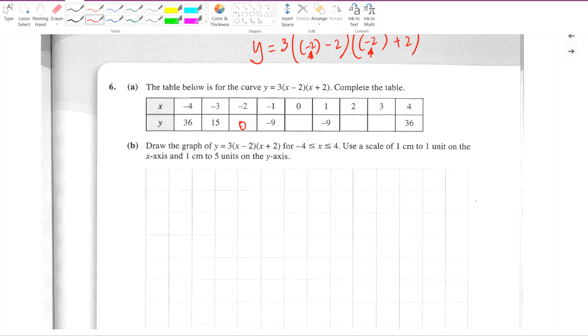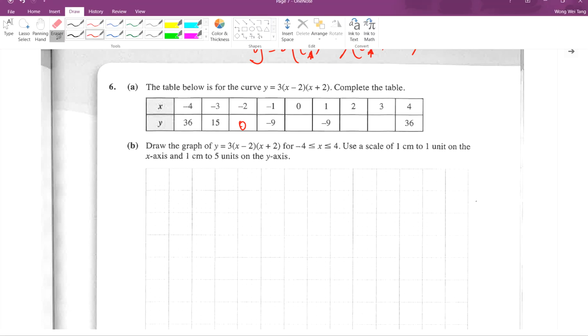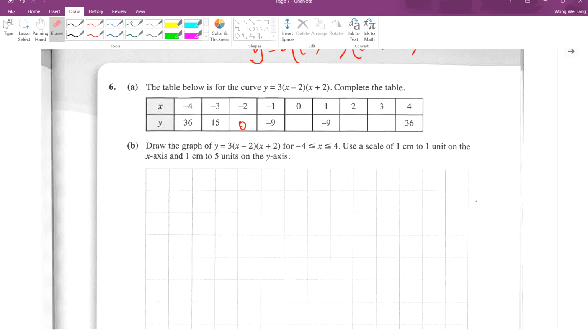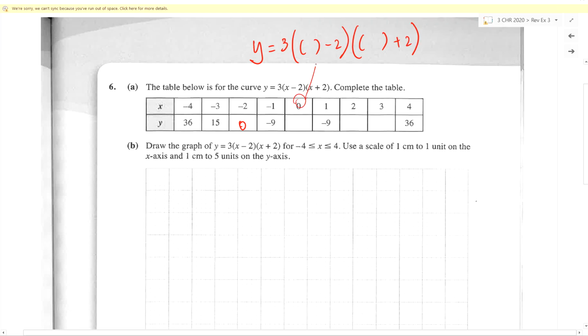Second blank. We're going to replace x with 0. So put this inside. Put it inside. 3 times negative 2 is negative 6, times 2. We have negative 12.